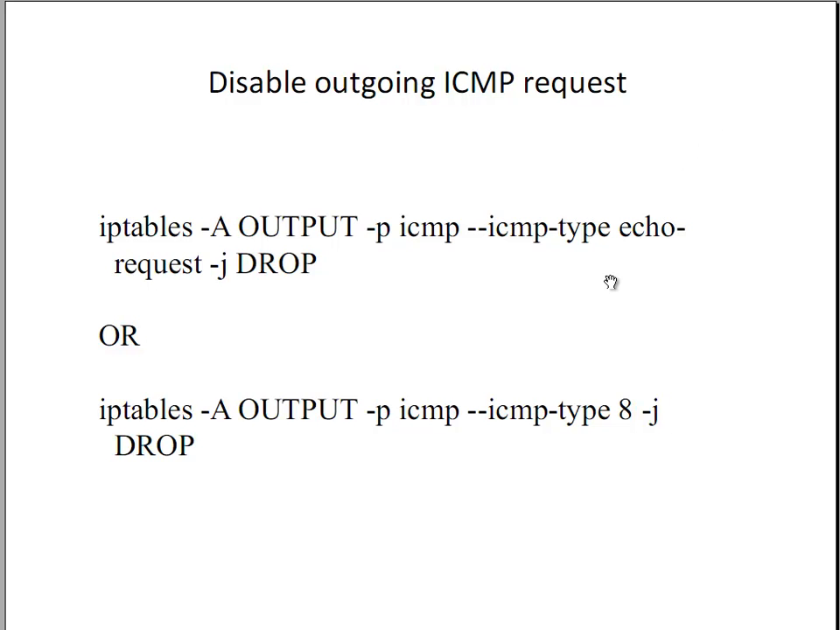Let's say we wanted to change this rule so that it would drop all incoming requests. How would we change this? The only thing we need to change is to change this output to input. And again, we would only need one of these rules. So it would be iptables -A INPUT, and then the same syntax.